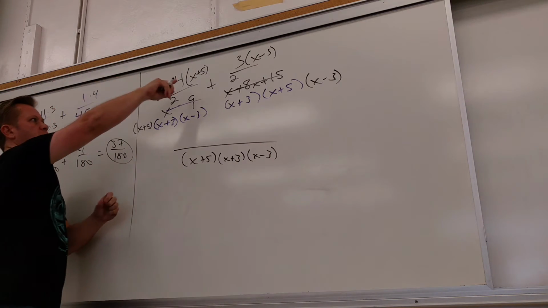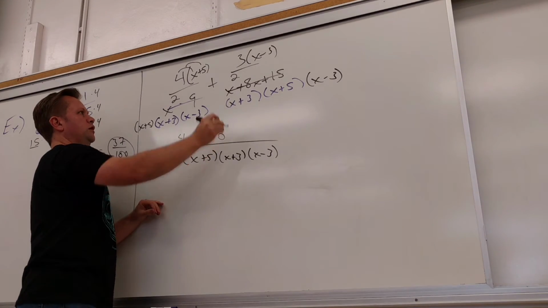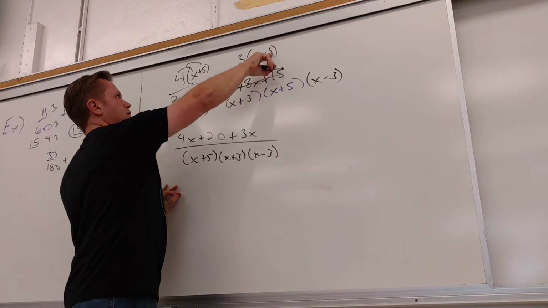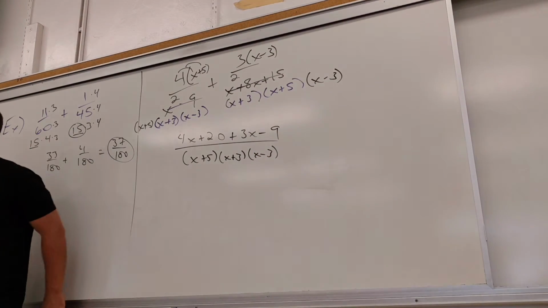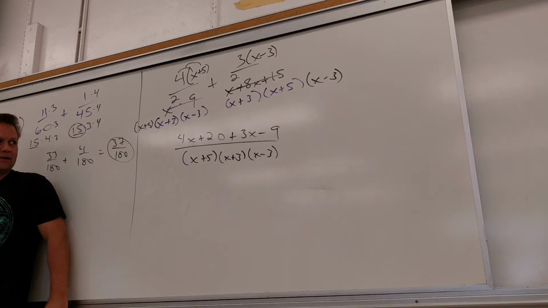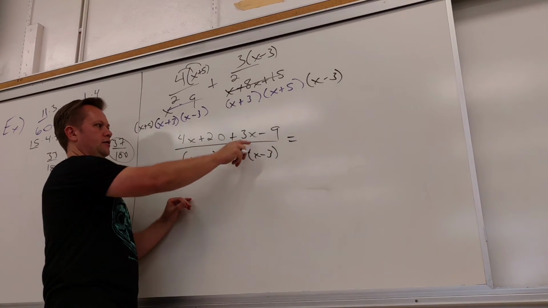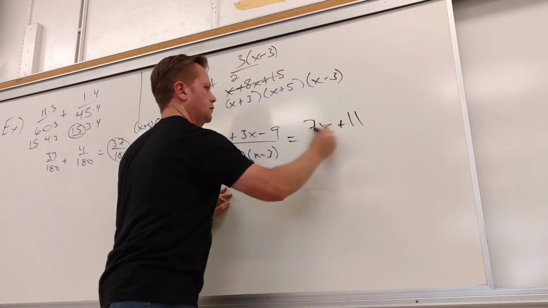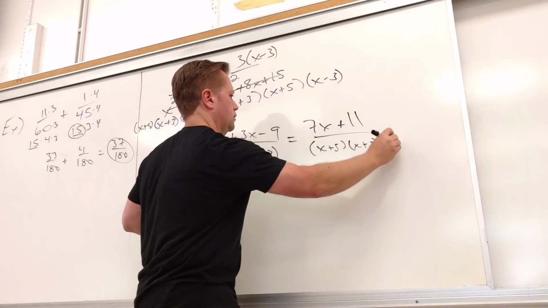And what do I get on the top now? What's this? 4x plus 20 plus 3x minus, sorry, that's a 3. It's 9. Don't apologize for my poor writing. It's all on me. So you end up with 7x plus 11, over x plus 5, x plus 3, x minus 3.